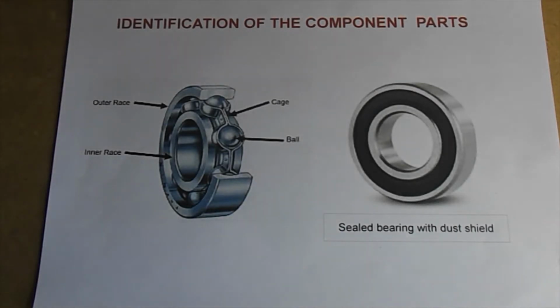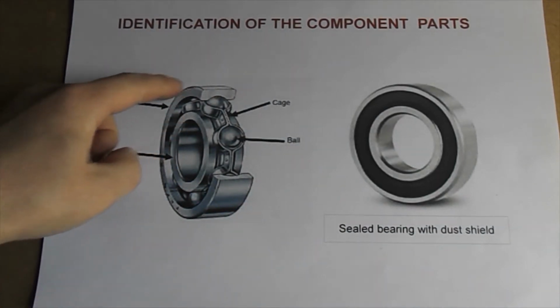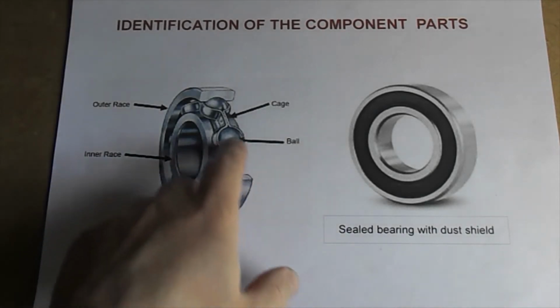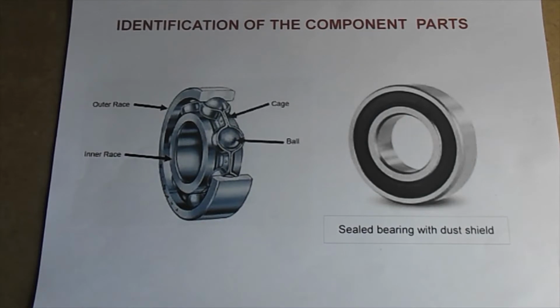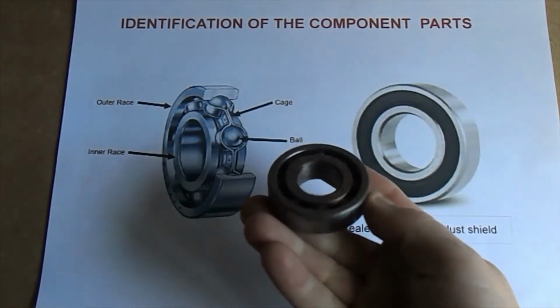Here we have some of the component parts. We have the outer race here, the inner race which goes on your shaft. This is a ball bearing, so this is shown with balls and a cage. You can have this with the rollers. Example of that bearing there.